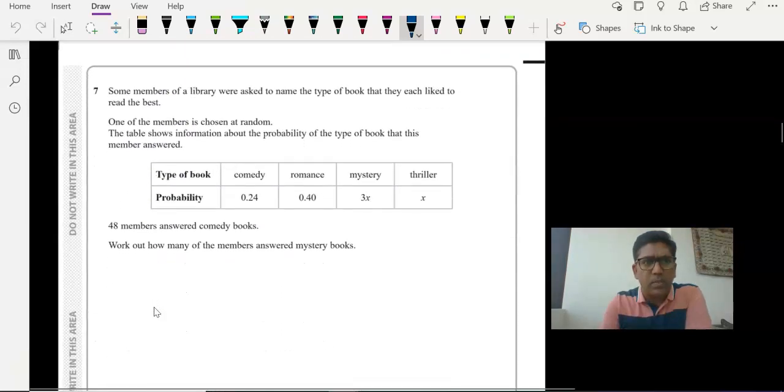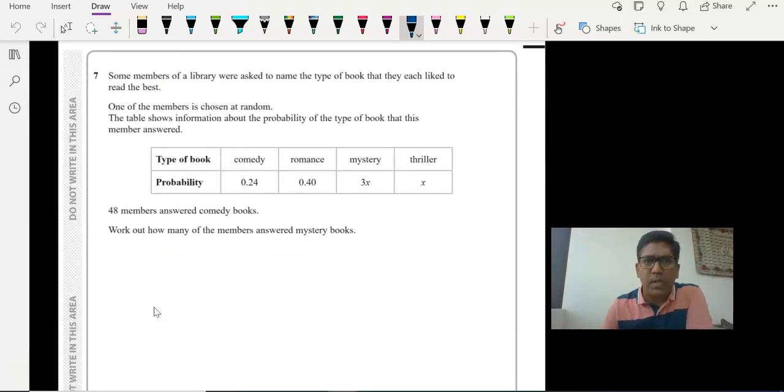Okay, moving to the next one. Question 7. Some members of a library were asked to name the type of book that they each like to read the best. One of the members is chosen at random. The table shows the information about the probability of the type of book that this member answered. If you see, mystery and thriller are not given, they are in terms of x. 48 members answered comedy books. Work out how many of the members answered mystery books.